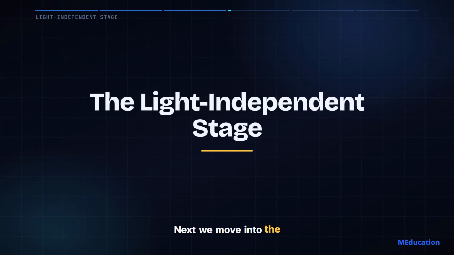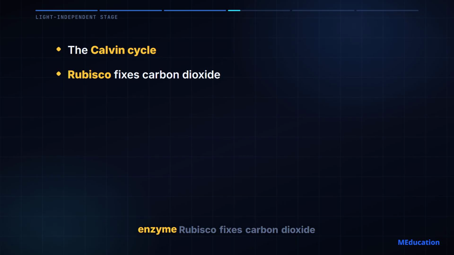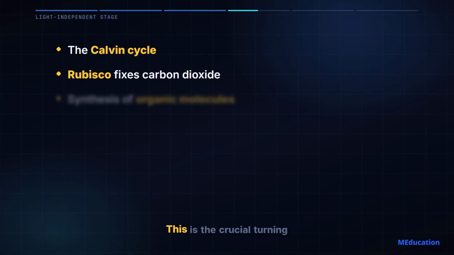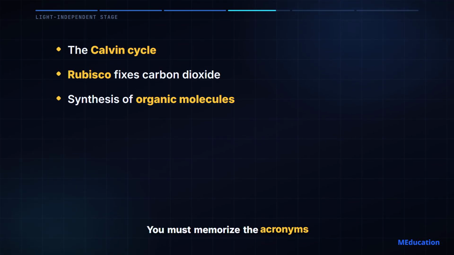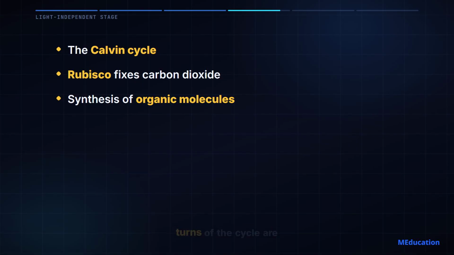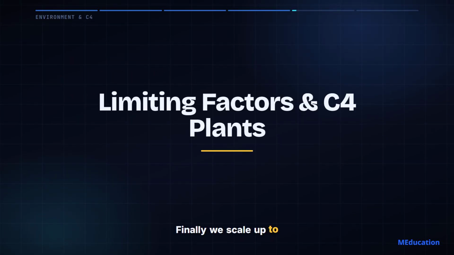Next, we move into the stroma. This is the Calvin cycle. You will see how the enzyme Rubisco fixes carbon dioxide and how the ATP and reduced NADP you just made are used to reduce that carbon into triose phosphate. This is the crucial turning point where a gas becomes the building block for carbohydrates, lipids, and amino acids. You must memorize the acronyms and know exactly how many turns of the cycle are needed to build a single glucose molecule.